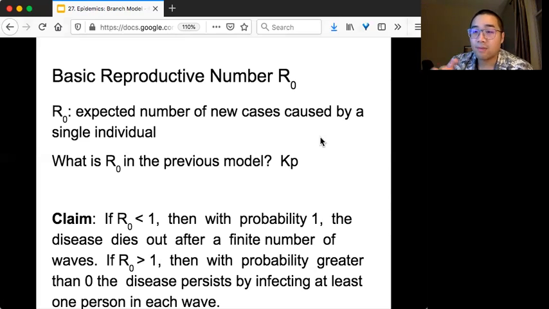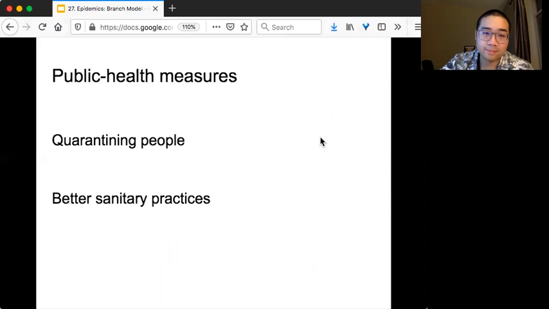Okay. And the underlying math is slightly more complicated, and I might talk about that in the future, but not today. And then I want to talk about public health measures. Two very simple ones. One is that we want to isolate people, we want to quarantine people if they are affected, if they have a virus. And of course we also want better sanitary practice, or effectively we want to wear masks to stop the spread of virus, especially COVID. It's highly contagious even by aerosol transmission.